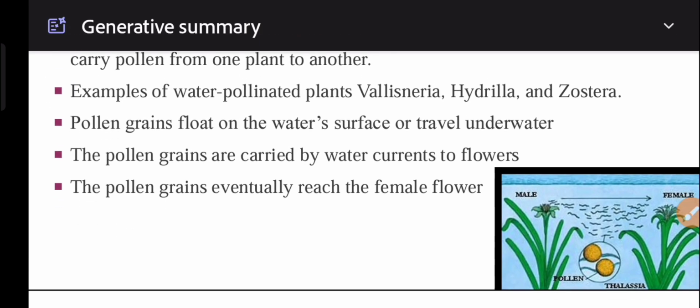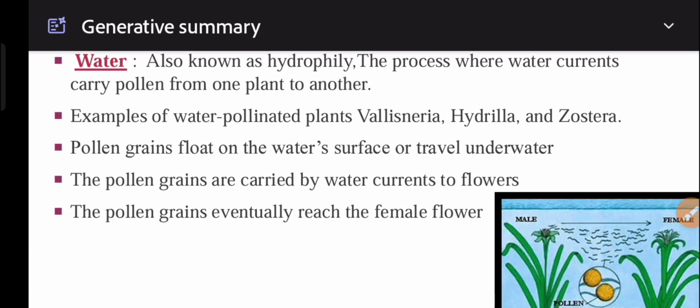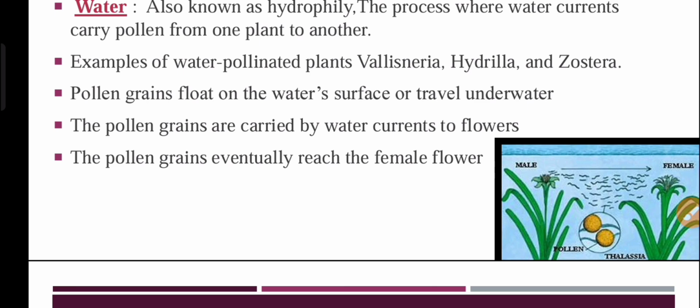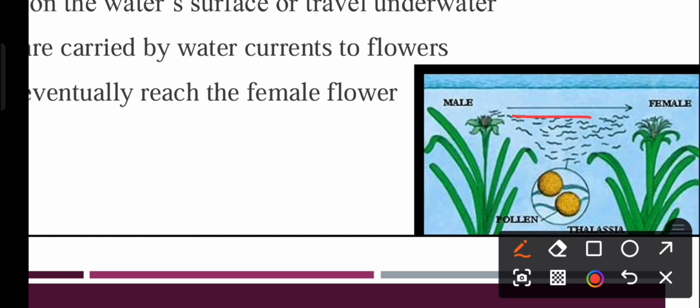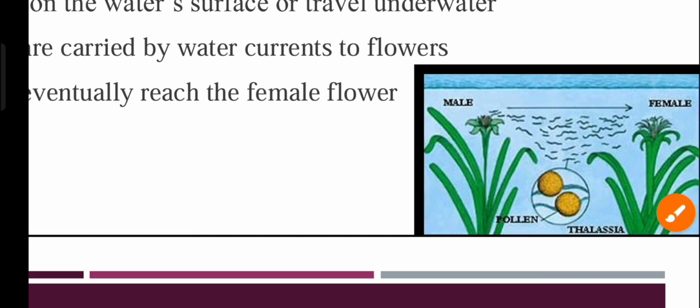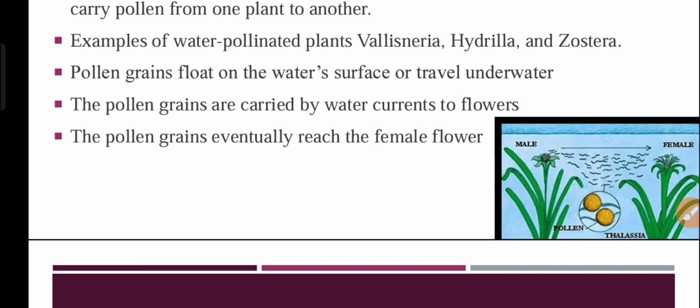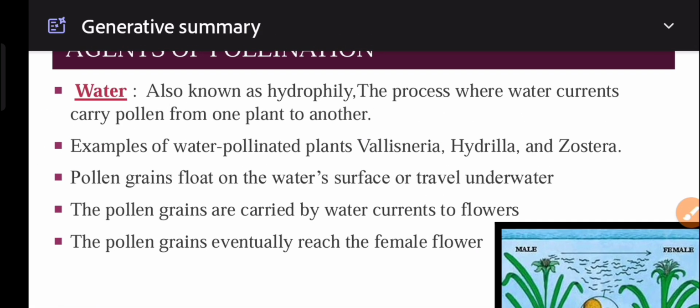Also there are so many plants growing inside water, hydrophytes, and in those plants we can see water pollination. Pollen grains float on the water surface and travel from one plant to another, and after that they land on the other plant and fertilize. This is all about water pollination.